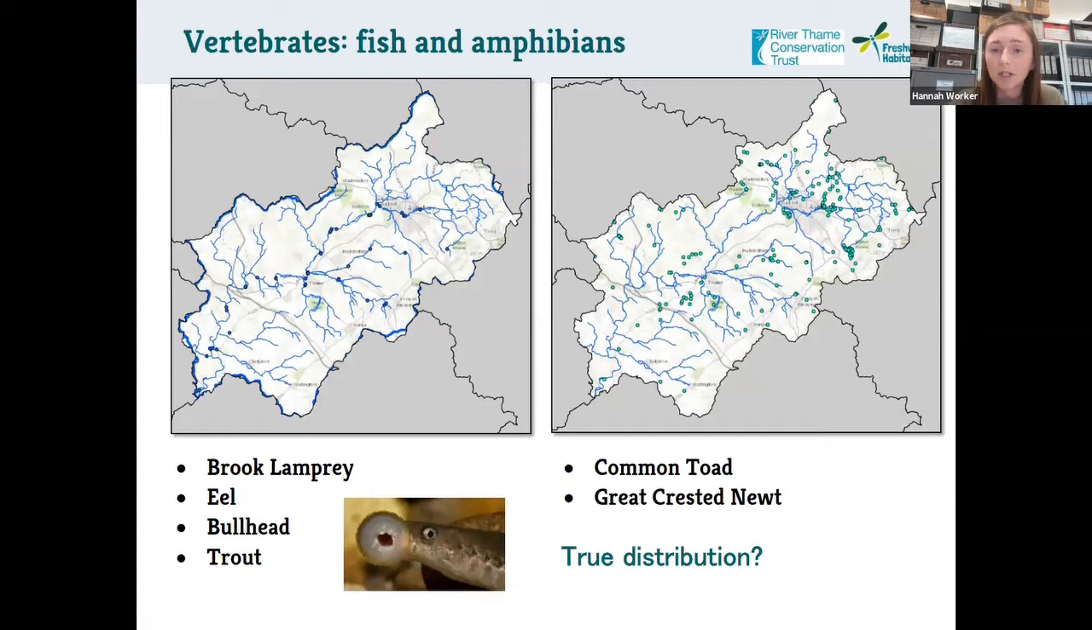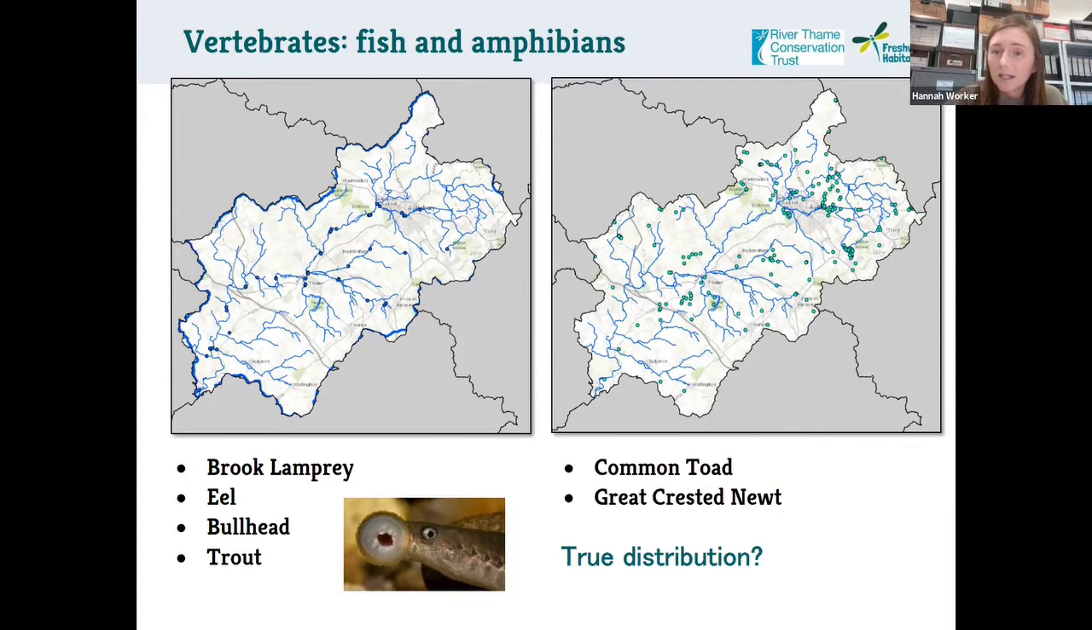So, breaking it down into the different groups, looking at where the fish and amphibians are. In the Thame, we have records for brook lamprey and trout. There are records for trout on just one stream, the Chalgrove, at the bottom of the catchment, and eel as well, and looking at great crested newts and common toad.